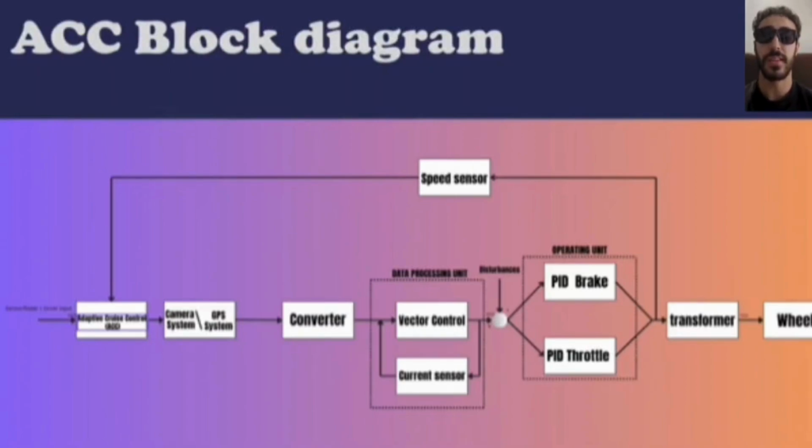The system begins by gathering data from multiple sources, processes it through a central unit, and produces output that controls the vehicle's components such as wheels and braking. So first, let's take a look at our data analysis unit.